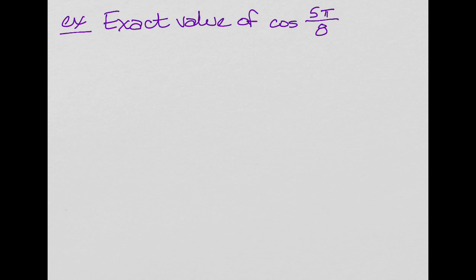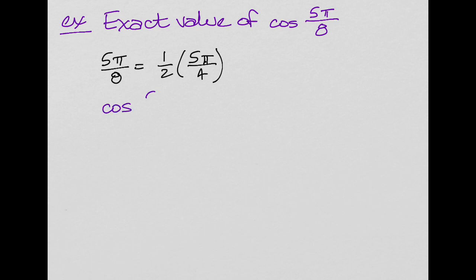But we might recognize that 5 pi over 8 is half of 5 pi over 4, which is a unit circle value. So we can use a half angle identity along with that fact and come up with an exact value. Well, that means cosine 5 pi over 8 is the cosine of this that we just wrote, half of 5 pi over 4.